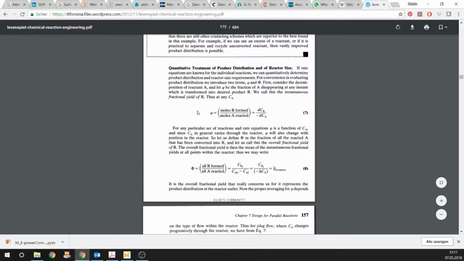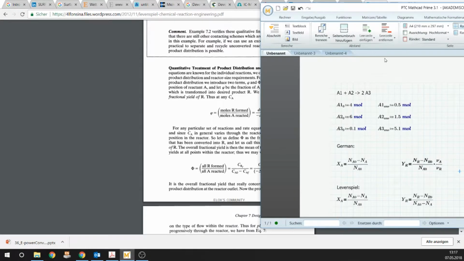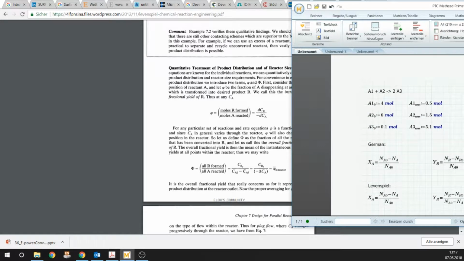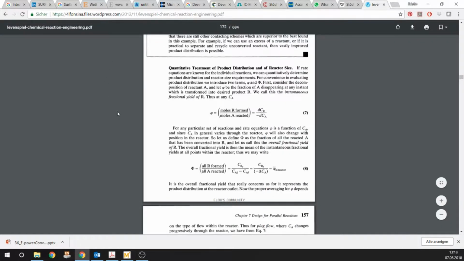Octave Levenspiel defines yield as the amount of product R formed divided by the amount of A reacted. So in the Levenspiel definition, taking it here from the amount of R formed in moles instead of concentration, it would be the amount of R at the end minus that initially, which is the amount formed, divided by the amount of A reacted. So this is the initial amount minus what's left over from A.